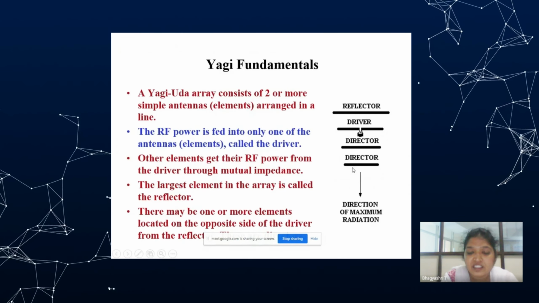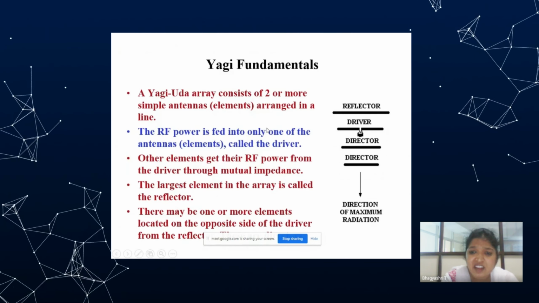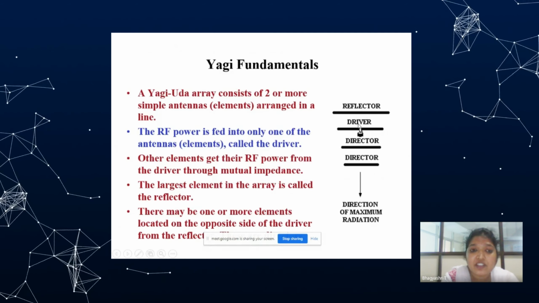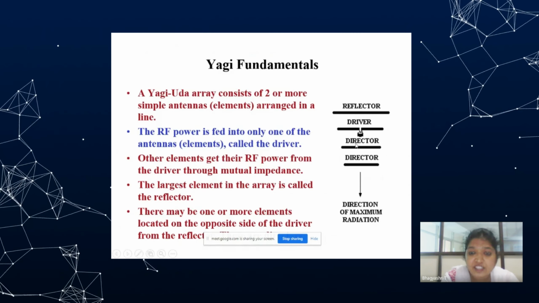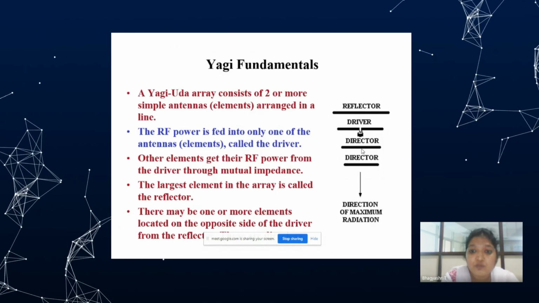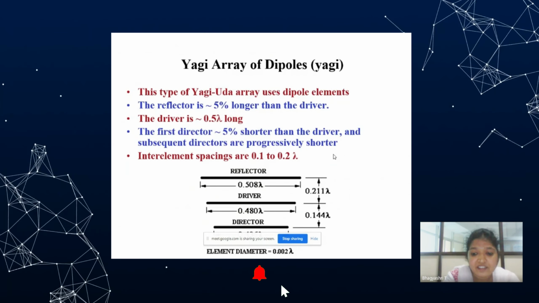1, 2, 3. Okay. And this is a reflector. So all are dipole antennas. Whatever RF power is fed to the antenna goes to only one of the antenna elements. It is called the driver. Remember that. The other elements get their RF power from the driver through mutual impedance. Whatever the mutual impedance is, according to that, they will get the power.